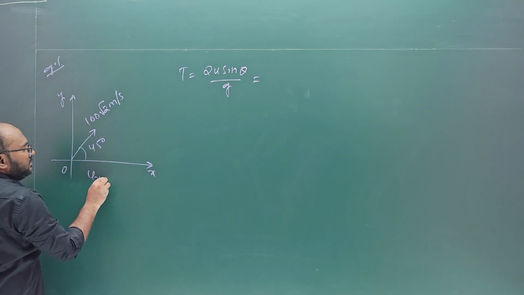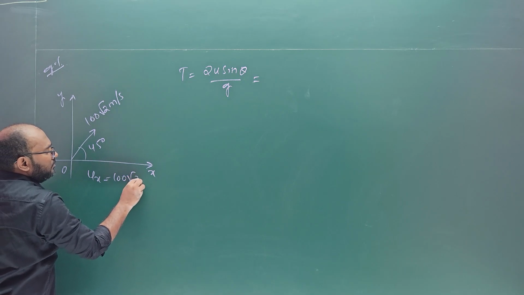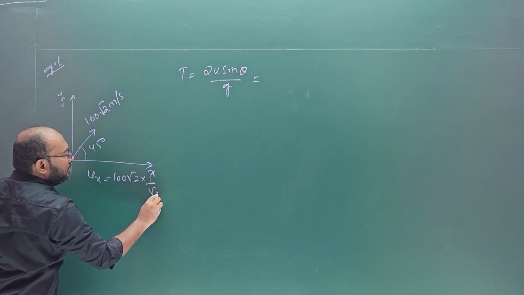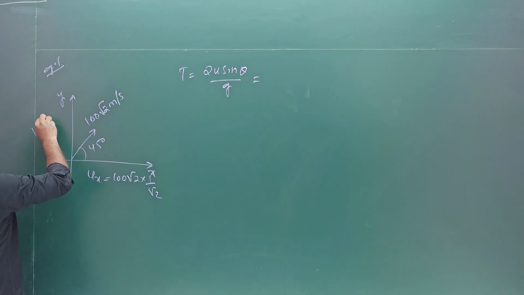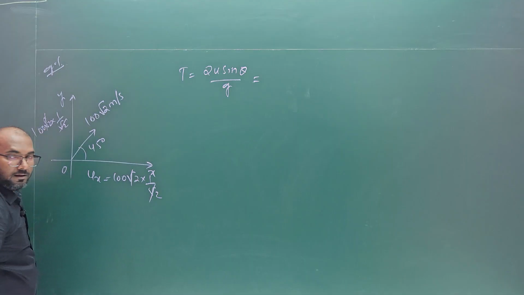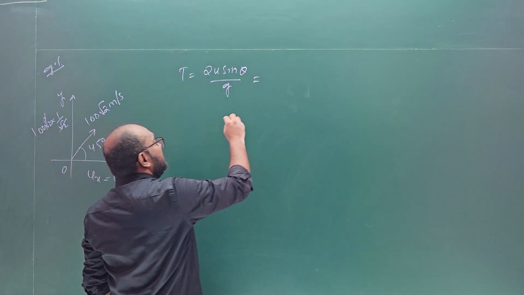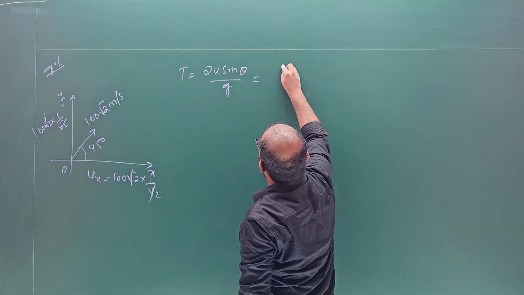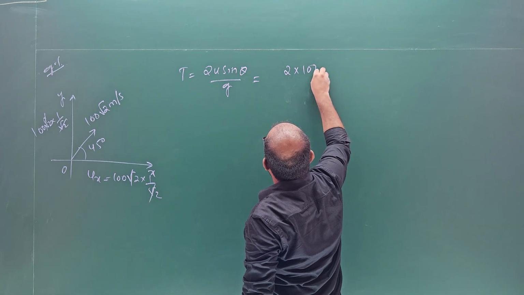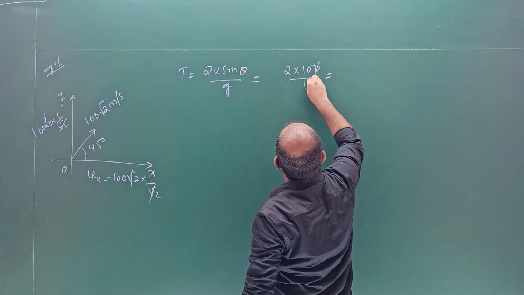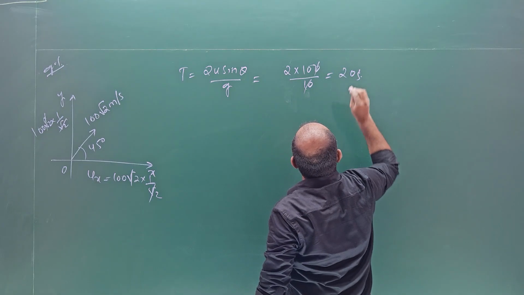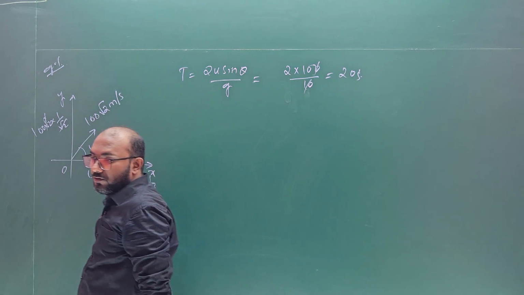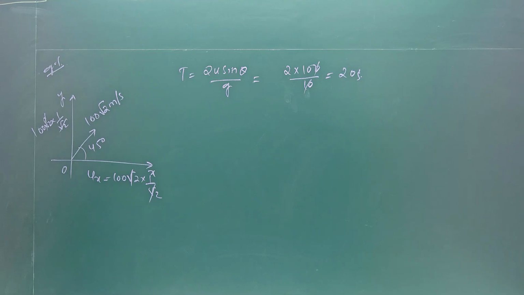That means ux is equal to 100 root 2 cos 45, which is 1 by root 2, and over here also 100 root 2 into 1 upon root 2, root 2 gets cancelled. Yes or no? Or can I say that this u sin theta value is what? 100. That means t is equal to 2 into 100 upon 10. That is nothing but 20 seconds. Yes or no? This is how we generally calculate what? Time period.